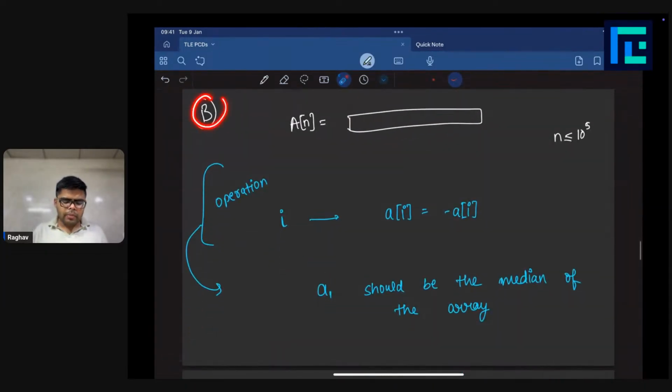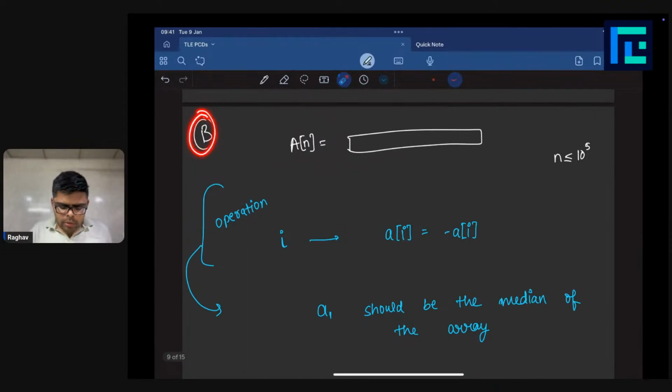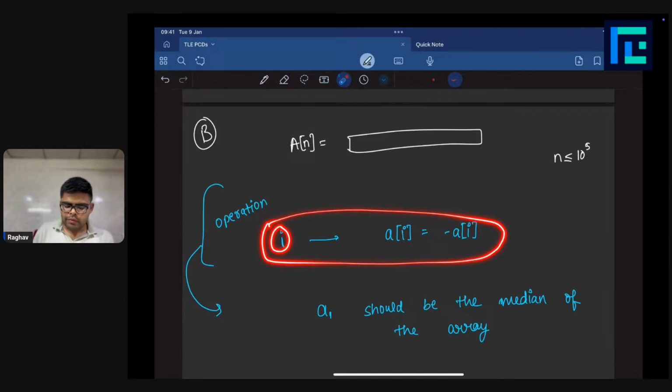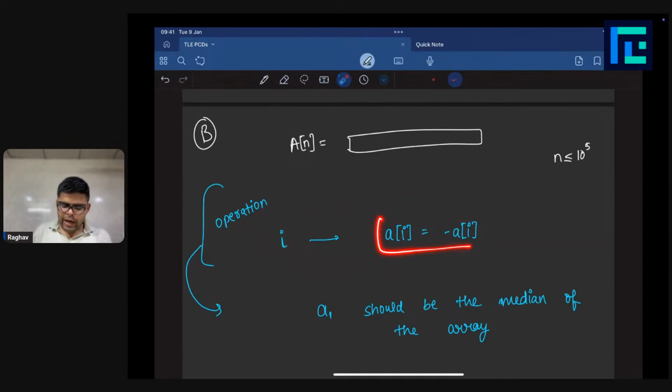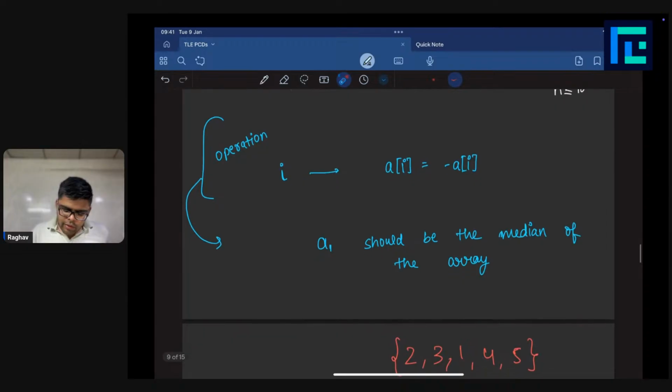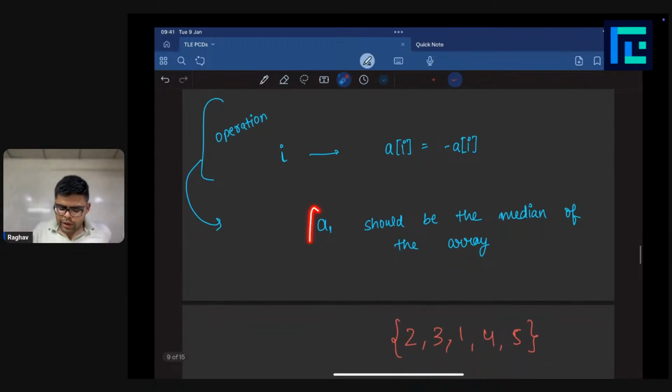So let me repeat the problem again. In the B problem, we were being given an array A having n number of elements, and n can be pretty huge. We are permitted to apply a type of operation as many times as we want. In the operation, we choose an integer I, and we just multiply the value AI with -1, or basically we set it to the negative of the value. What we want to do is, at the end of the day, A1 should become the median of the array.